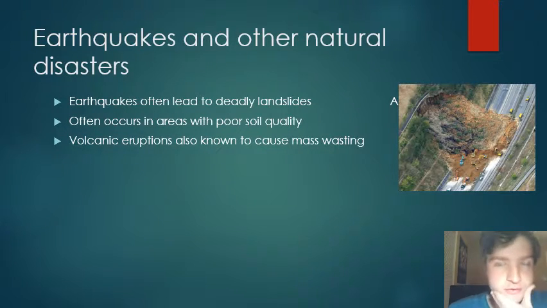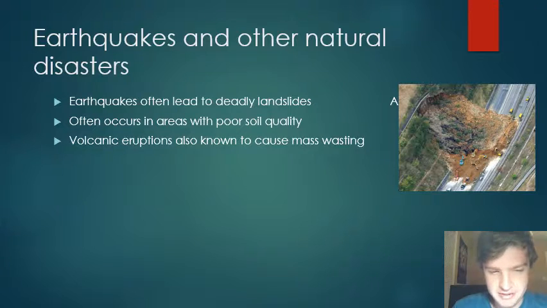The next thing we'll talk about is earthquakes and other natural disasters in relation to mass wasting. Earthquakes are by far the biggest one. They're especially known to lead to mass wasting. This is because when the ground gets violently shaken during the earthquake, the pieces of rock and sediment gradually work apart, creating space in between them. This will often lead to mass wasting in areas near the epicenter.